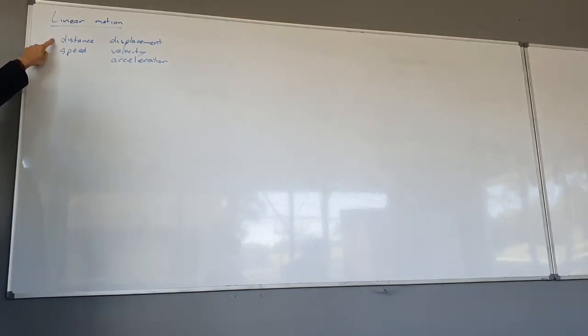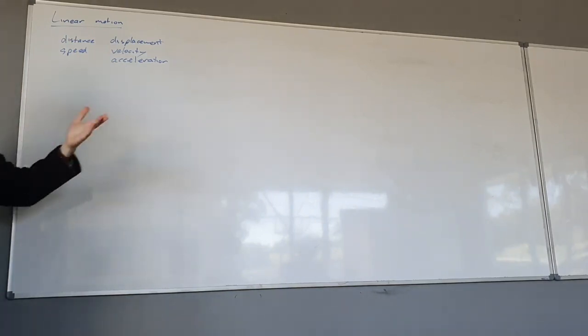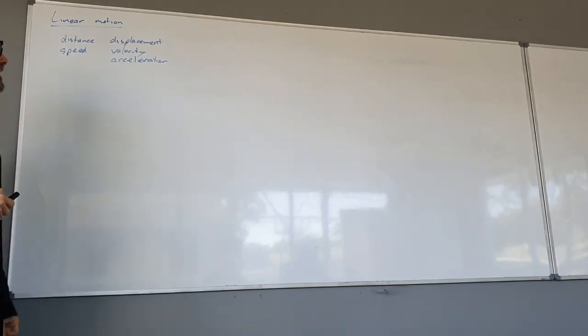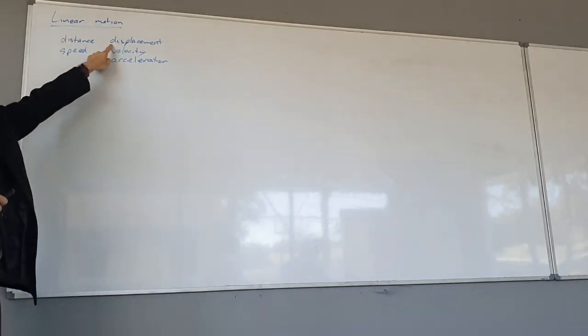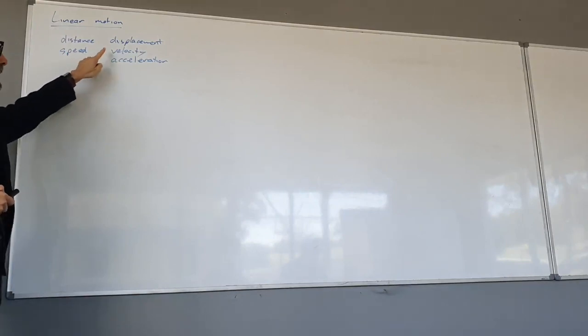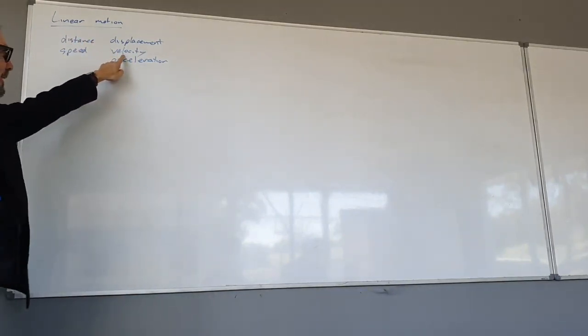Eddie and Travis, what's the difference between distance and displacement? Either of you. Displacement's like in a direction. Correct. Scalar, vector. This one has a direction. What's the difference between speed and velocity? Exactly the same. This one has a direction.